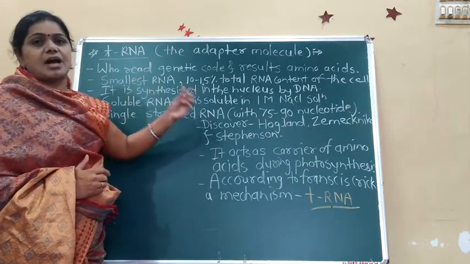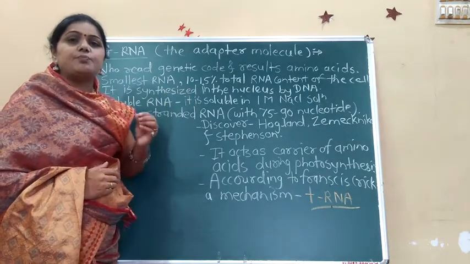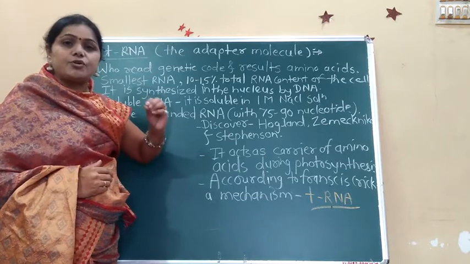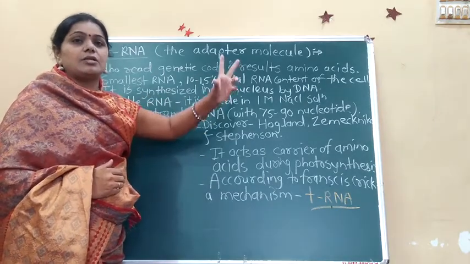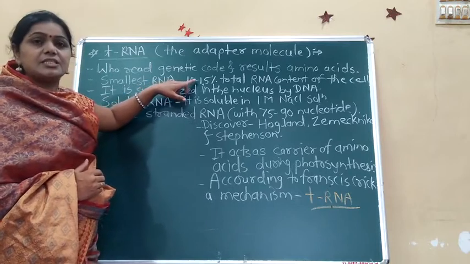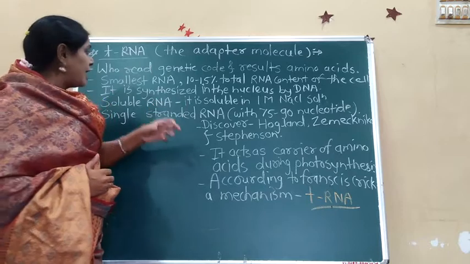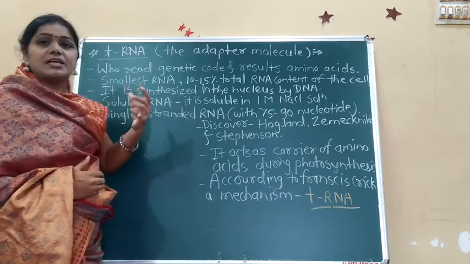Transfer RNA is the smallest RNA, making up 10 to 15% of the total RNA in the cell. That is the total percent, 10 to 15. That's why it is the smallest RNA. And it's synthesized in the nucleus.